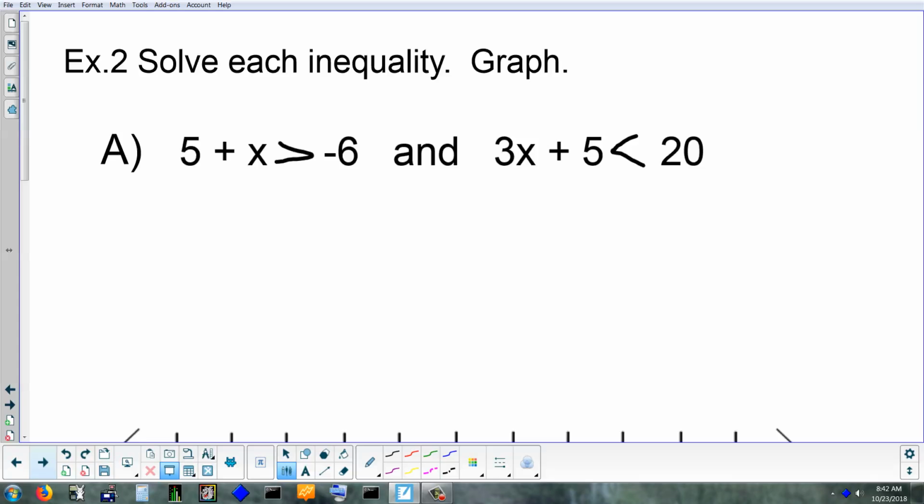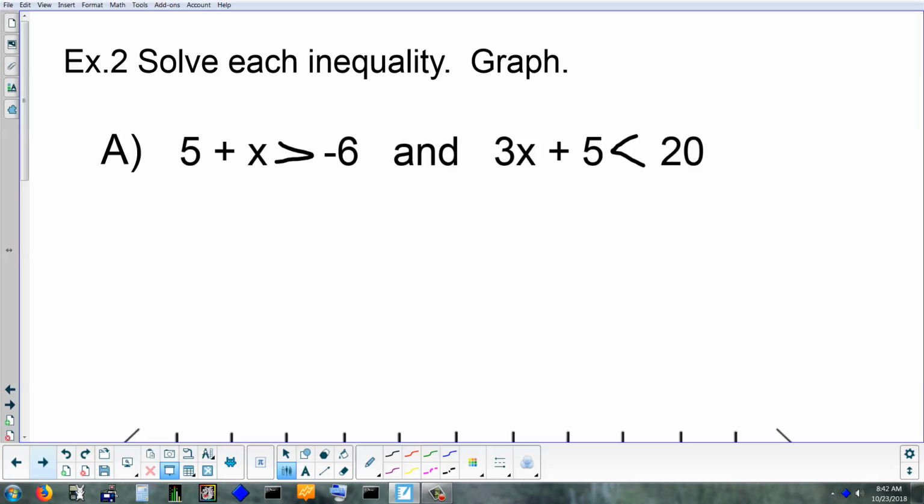Alright? So for that first one, x is already isolated, meaning that there's nothing attached to it. So for this inequality, how many steps am I going to have? Someone raise their hand and tell me. How many steps will I have to solve that first inequality? 5 plus x is greater than -6. PG? I'm going to have just the one, right?